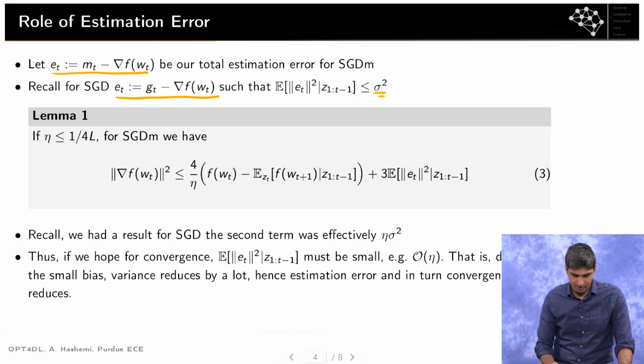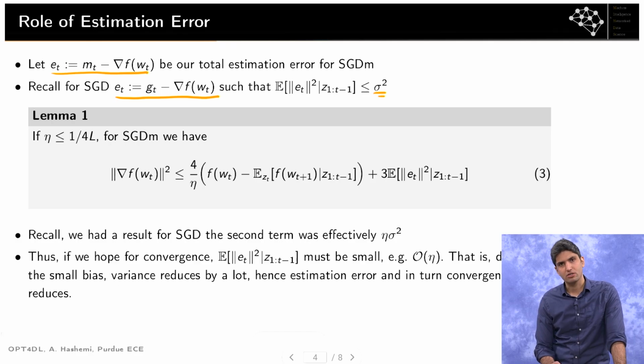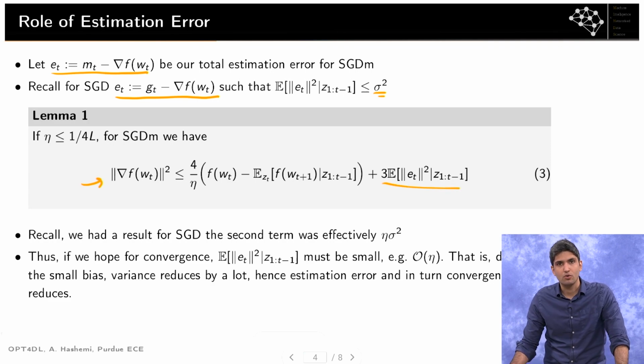So first, we're going to establish a lemma, which is actually not very difficult to establish. That's why I'm skipping its proof. It says the following: that the norm of the gradient squared is bounded by two terms. Term one depends on the difference of function values at two consecutive iterates, plus the norm of this total estimation error.